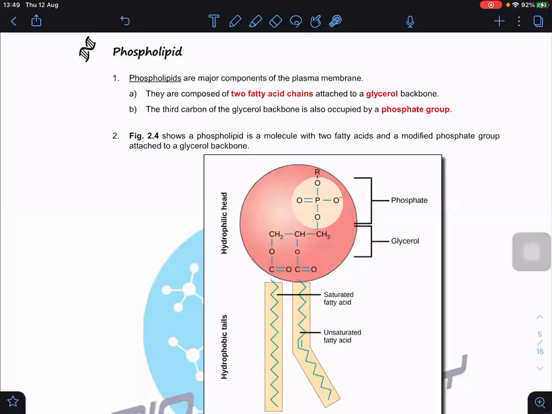Okay. So phospholipids are major components of the plasma membrane. We do know that. So what is the structure of the phospholipid? They are composed of two fatty acid chains attached to one glycerol. And the third carbon of the glycerol backbone is occupied by the phosphate group.